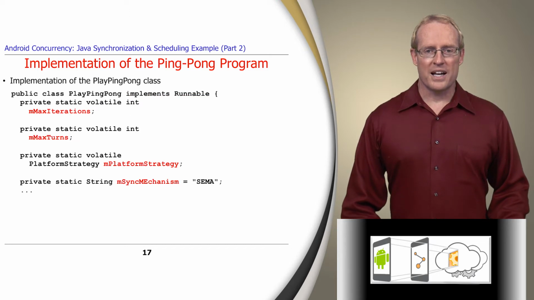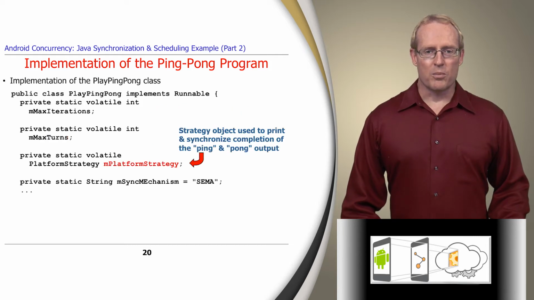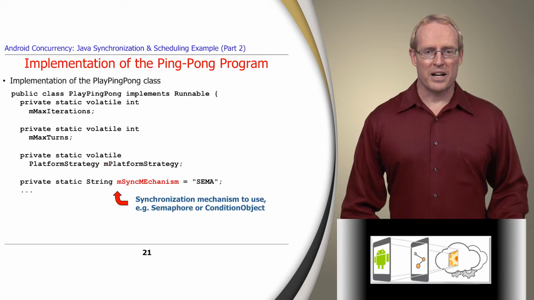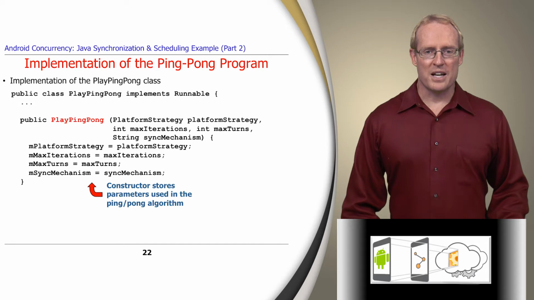The PlayPingPong class contains several static data members shared by the threads it creates internally. These data members keep track of the number of iterations to play ping-pong, the number of times to print either ping or pong during each turn, a strategy object used to portably print the ping and pong output and synchronize completion of the internal threads, and the type of synchronization mechanism to use. For example, Java semaphores or condition objects. The PlayPingPong constructor initializes these data members using the parameters passed to it.